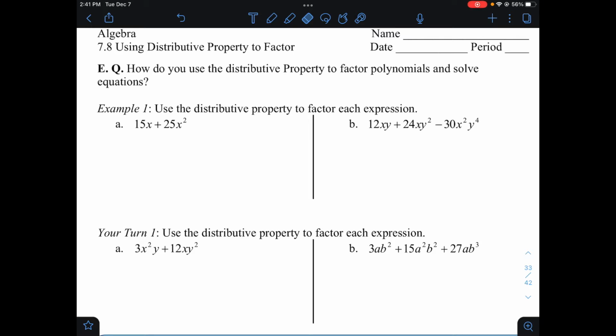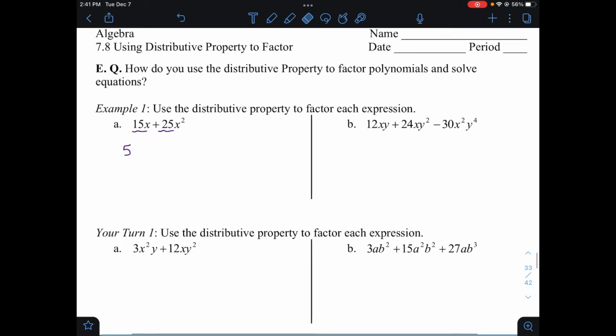So you're going to look at them like, okay, well, what value did I distribute to both terms or all three terms? So we really need to look for the GCF, greatest common factor. If I'm looking at 15 and 25, the largest number that each of them are divisible by is 5. So I'm going to put a 5 out front because that's the number that would have been distributed to them.